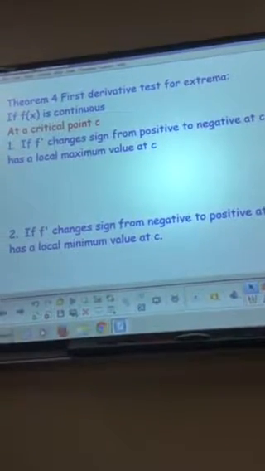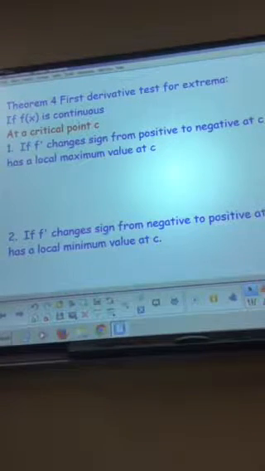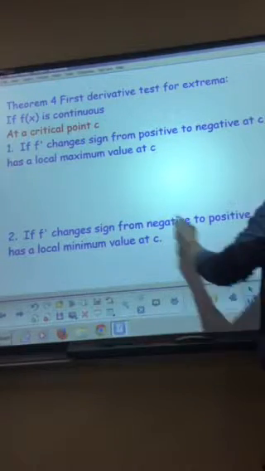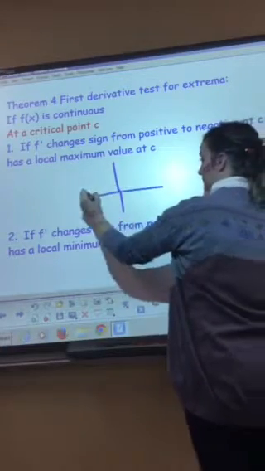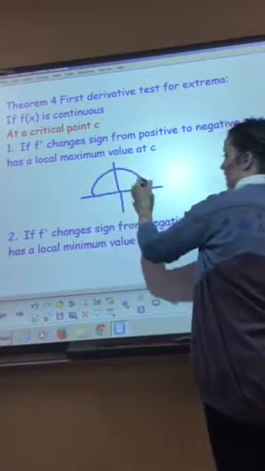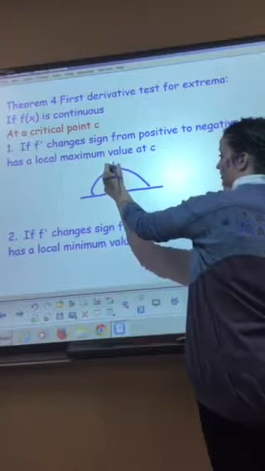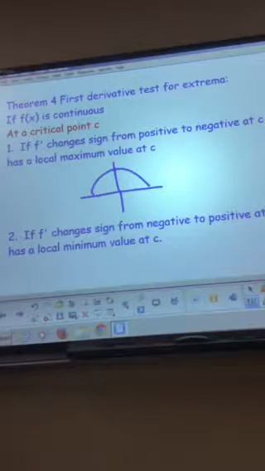All right, so the first derivative test. If the derivative changes sign from positive to negative at C, then f of x has a local maximum value at C. So what that would look like, let's say we have this graph and we have this local or global maximum, it doesn't matter. All global maximums are also local maximums. So we have this local maximum.